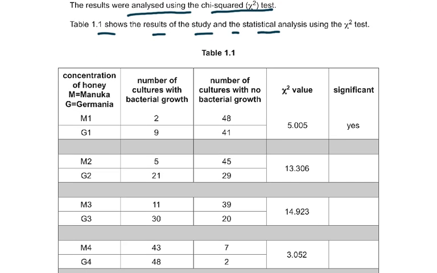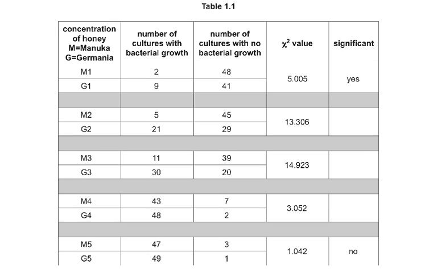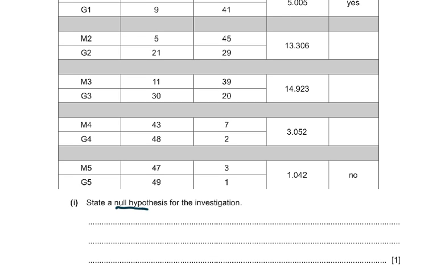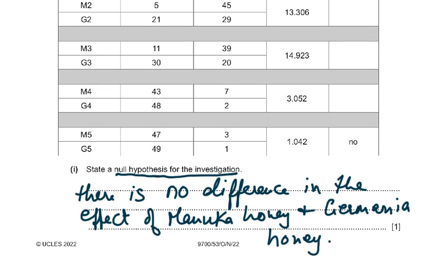So we've got all this result here. Table 1.1, you can see the values. Now state a null hypothesis. Now this is something which we've studied many times before. State a null hypothesis. Null hypothesis means you negate it. So there is no difference in the effect of Manuka honey and Germania honey. So you just have to say there is no difference between whatever and whatever. So that is called a null hypothesis. You must read up on it and you must understand it. And you do a number of 10 questions on null hypothesis, you figure out what it means. There is no difference in the effect of Manuka honey and Germania honey.